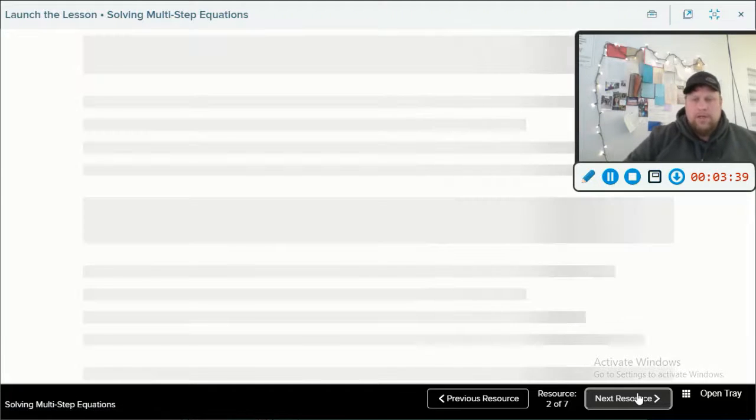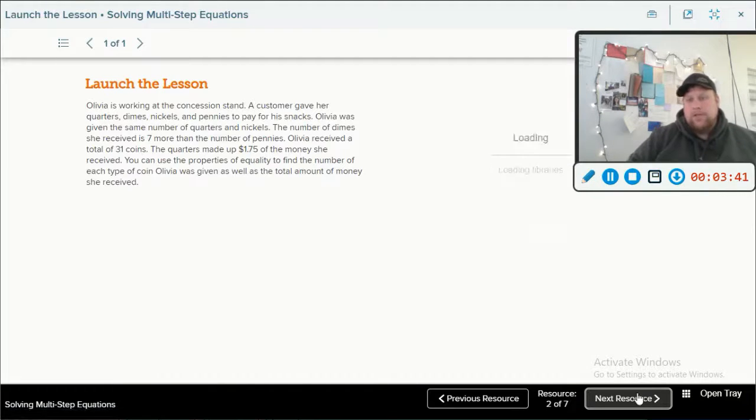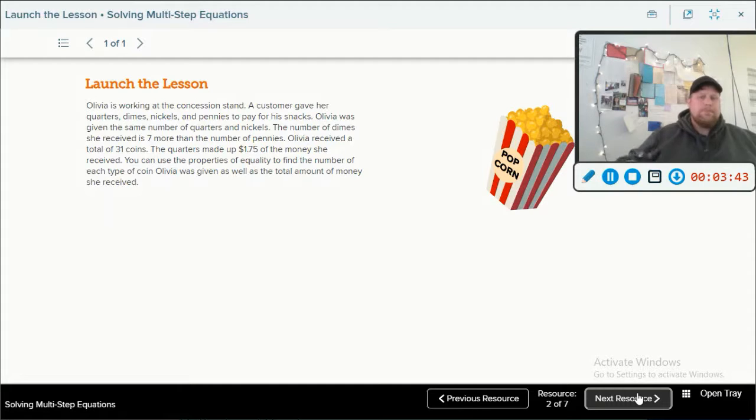So this says Olivia is working at the concession stand. A customer gave her quarters, dimes, and nickels. Can I zoom in on this? No, it doesn't let me zoom in. Quarters, dimes, and nickels, and pennies to pay for a snack. Olivia was given the same number of quarters and nickels. The number of dimes she received is 7 more than the number of pennies. Olivia received a total of 31 coins. The quarters made up $1.75 of the money she received. You can use the properties of equality to find the number of each type of coin Olivia was given, as well as the total amount of money she received.